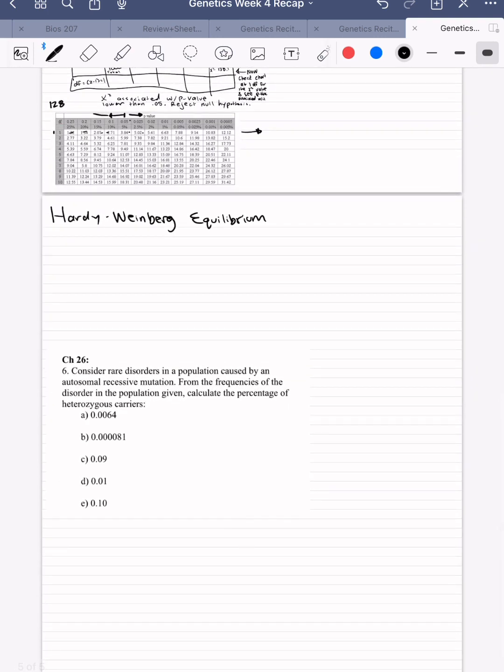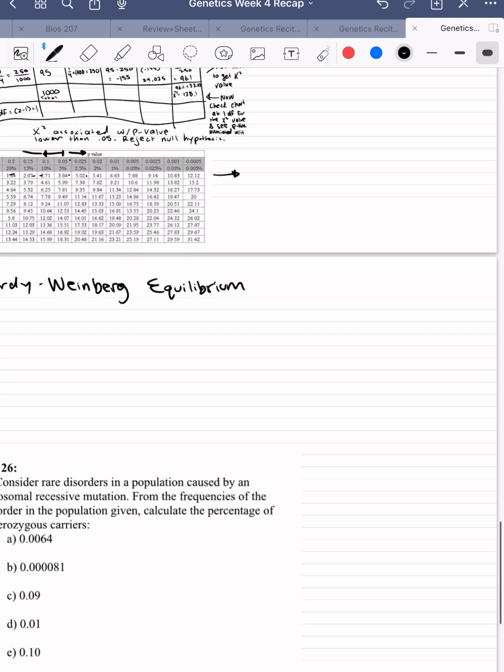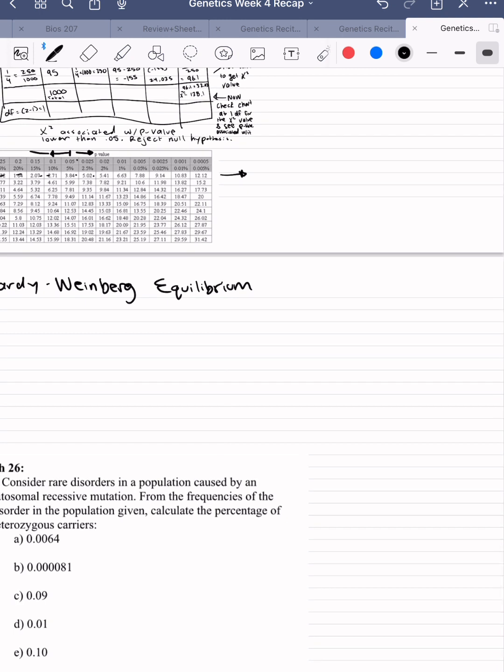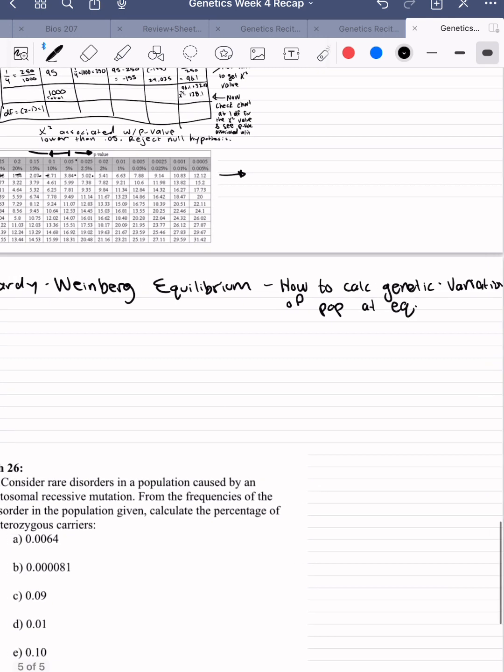On to the final topic, which is Hardy-Weinberg. Hardy-Weinberg equilibrium is essentially a method to calculate the genetic variation of a population at equilibrium. When a population is at equilibrium, that means that the population remains constant from generation to generation.